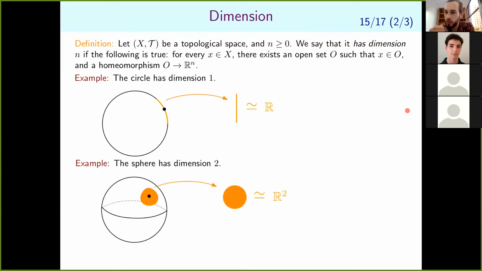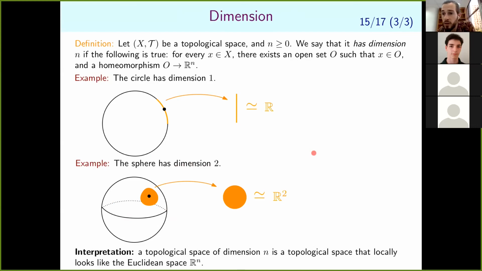All right, another example, the sphere has dimension 2, because if I take a point, I can consider this cut here, this small ball, this disk, and I can find a homeomorphism with a disk in R2. This is true for any point that I choose on the sphere.